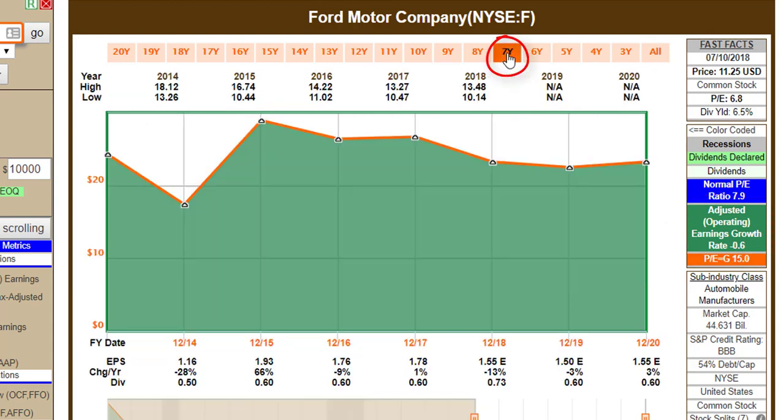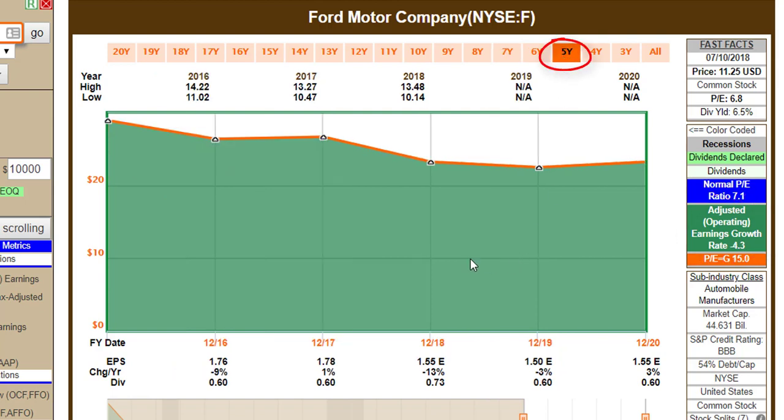Now, if I shorten this graph to more recent times, it looks better, but I do want you to notice even more recently, since 2014, Ford's earnings growth has only averaged a negative 0.6% a year. If I shorten this just for the last couple of years, which is 2016, 17, with a forecast for 18, we're back down to a negative 4% growth rate.